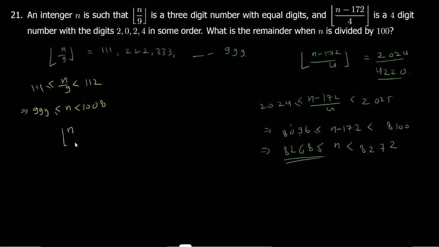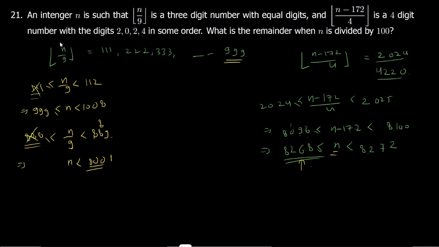So let me try. Box of n by 9 is 888. In that case, n by 9 has to lie between 888 and 889. If I try this, n will be smaller than 8001, which is also less than this. From this constraint, the bare minimum value of n is 8268. And even if I try any number from 111 to 888, it will be less than this. So none of them are possible.